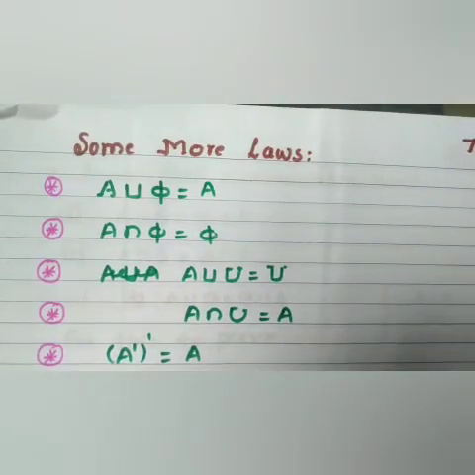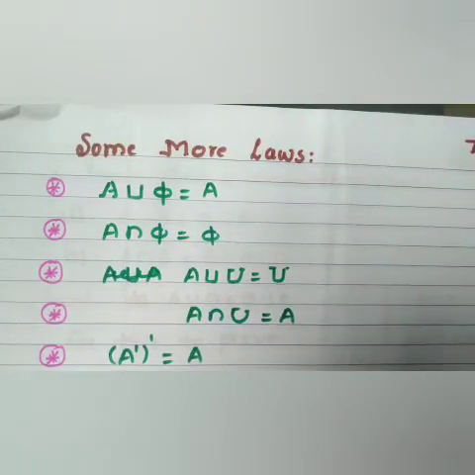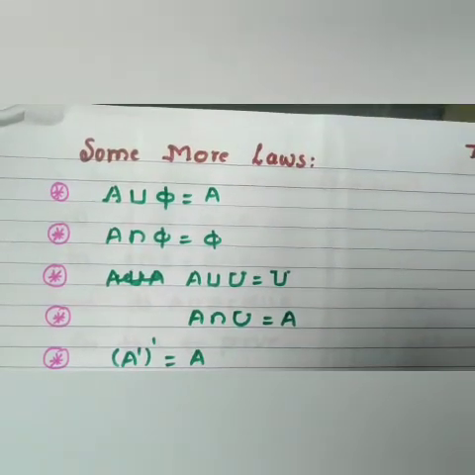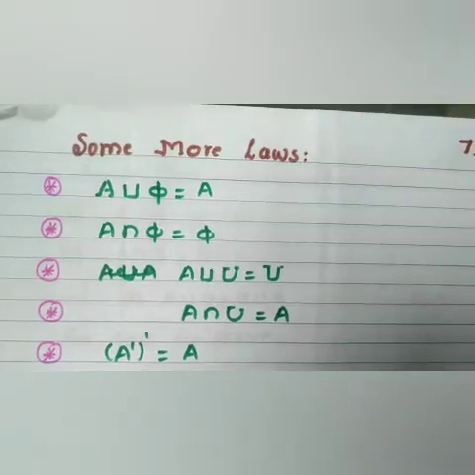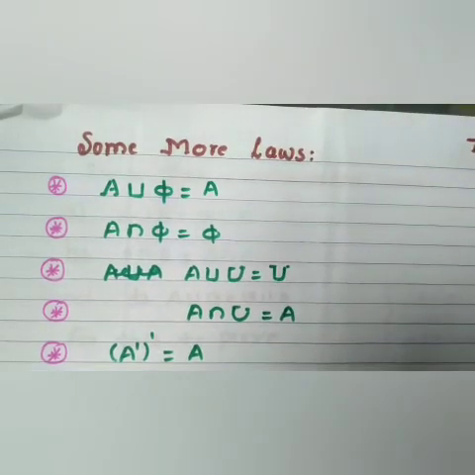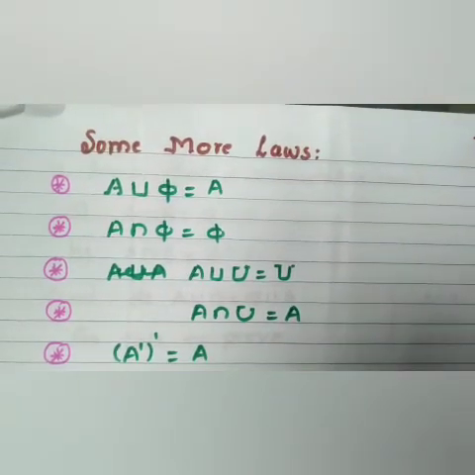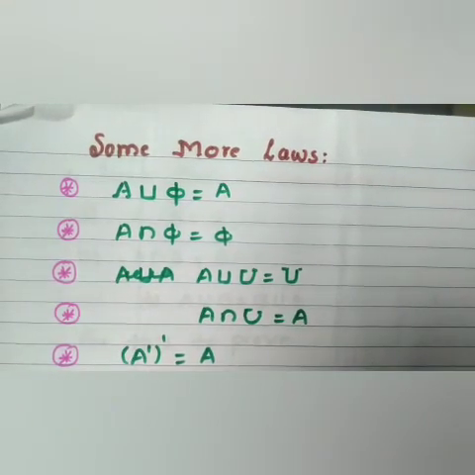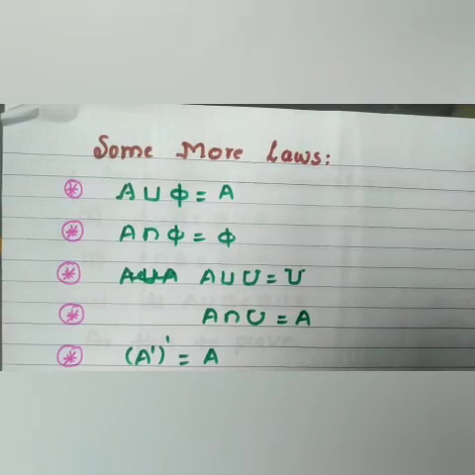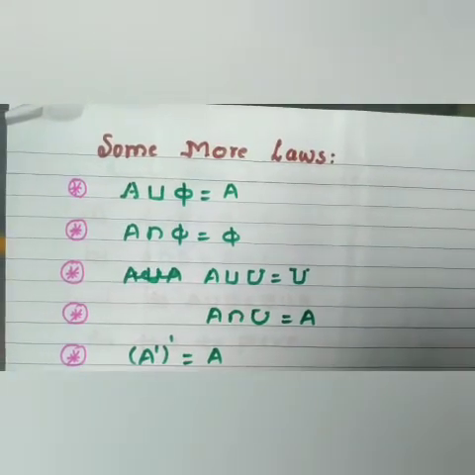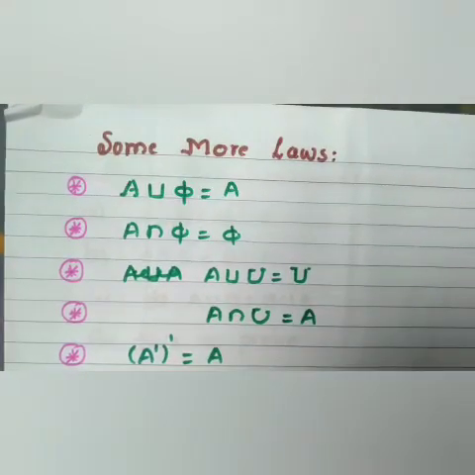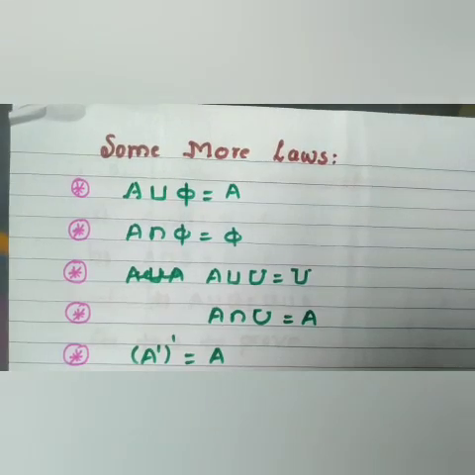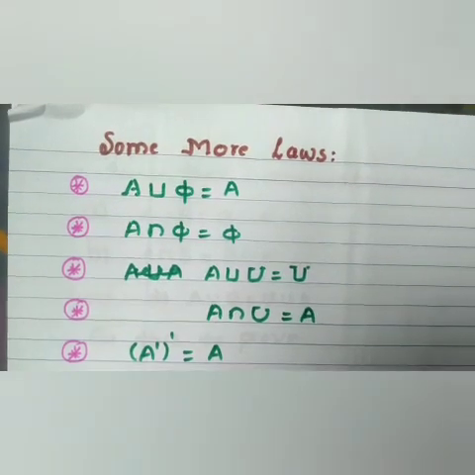Some more laws. A union empty set is A, because A is the big set and the empty set has no elements. A union empty is A. A intersection empty: the common elements of A and empty means empty, because the empty set has no elements other than empty. Therefore, A intersection empty is empty.